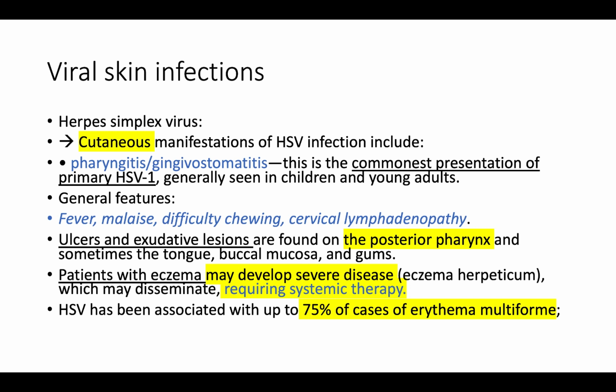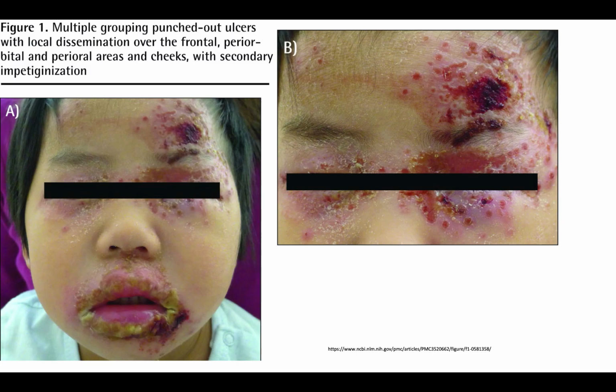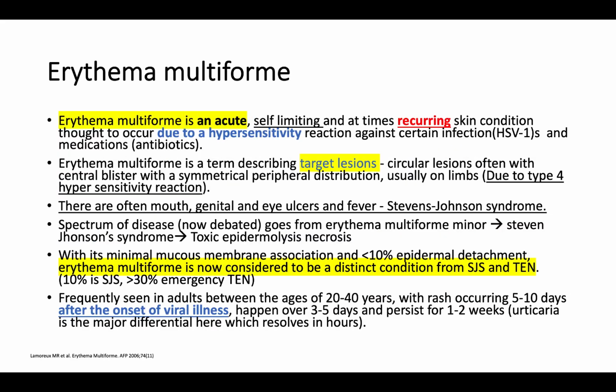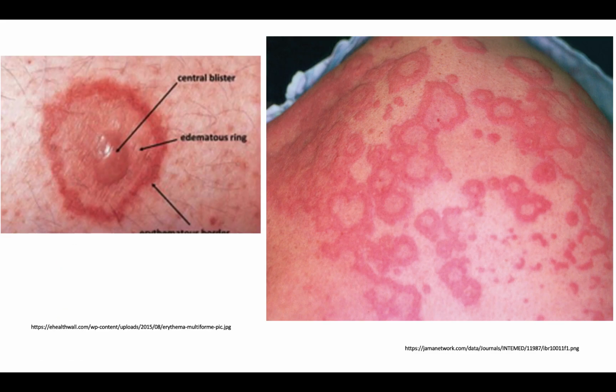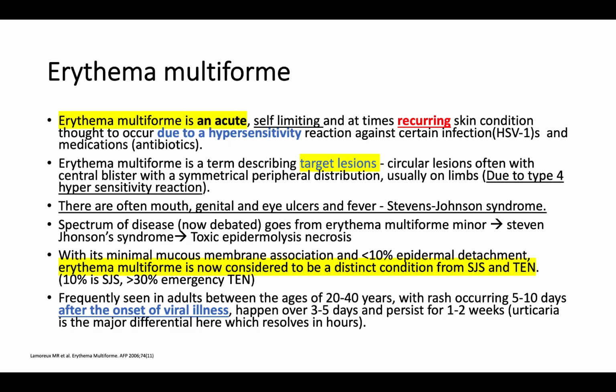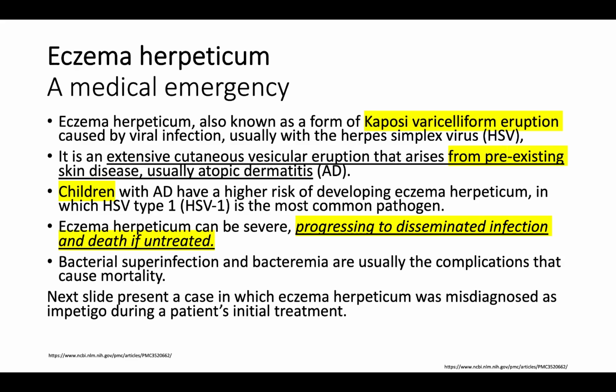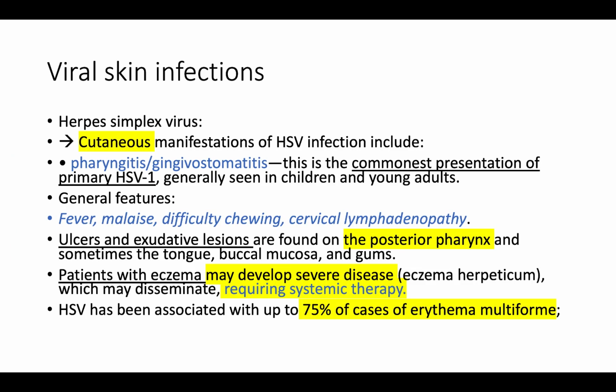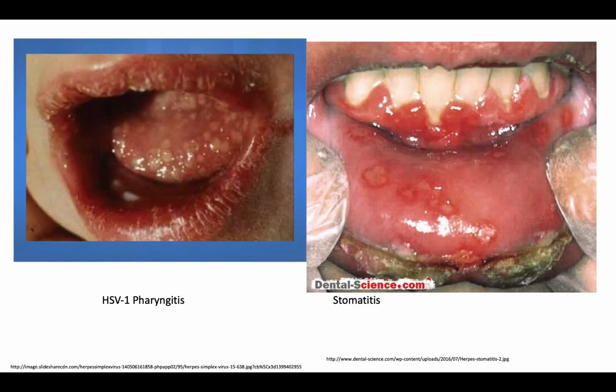One last point on this slide: HSV has been associated with 75% of cases of erythema multiforme. Erythema multiforme is, I don't know if I put a picture of it here. I don't think so. Yeah, erythema multiforme, this is its picture. So this is erythema multiforme. We will come back to it. The first thing is viruses, the second thing we will talk about is drugs, certain anti-epileptics and then certain antimicrobials are the most common causes of erythema multiforme. We will come to them. Where were we? Okay. So 75% of erythema multiforme is caused by HSV.